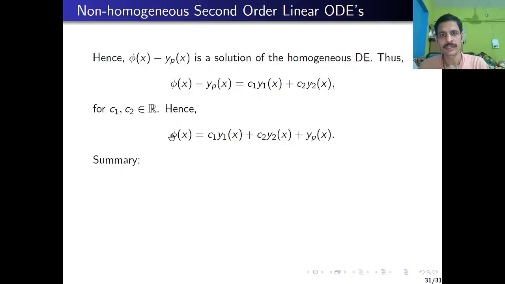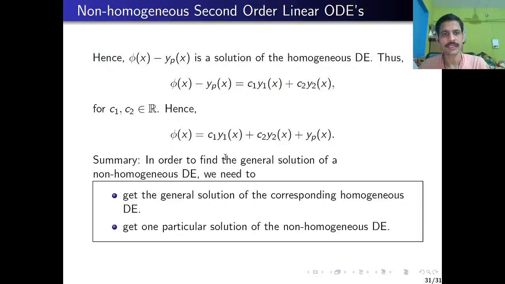Thus, this means that the general solution of the non-homogeneous ODE is of the type c1y1 + c2y2 + yp, as claimed in the theorem.